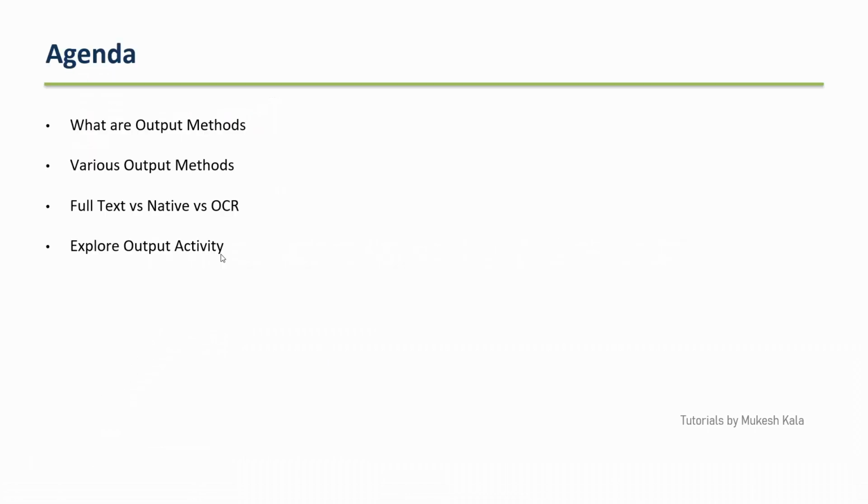Talking of the agenda, this would be our agenda for today, where we are going to start with what exactly the output methods are, what the various output methods available are, how you differentiate between full text versus native versus OCR, and we are going to explore the most common output activities, and in between I would also try to give you the differentiation between the classic and the modern design. This would be our complete agenda which we are going to see in this video.